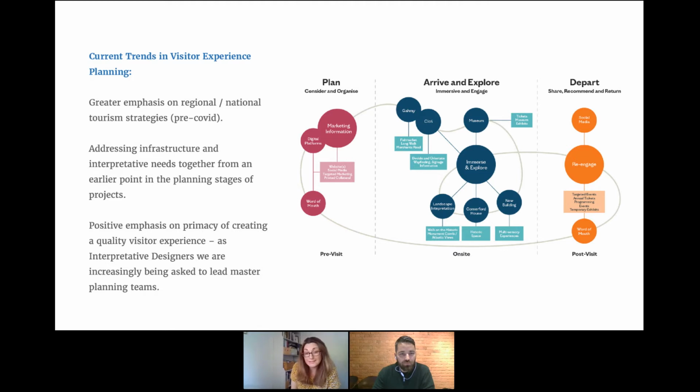And actually, interestingly, as interpretive designers, whereas in the past we may have just been part of a master planning team, increasingly we are effectively being put in the driving seat. We are leading master planning processes with that visitor and audience focus very much in mind.